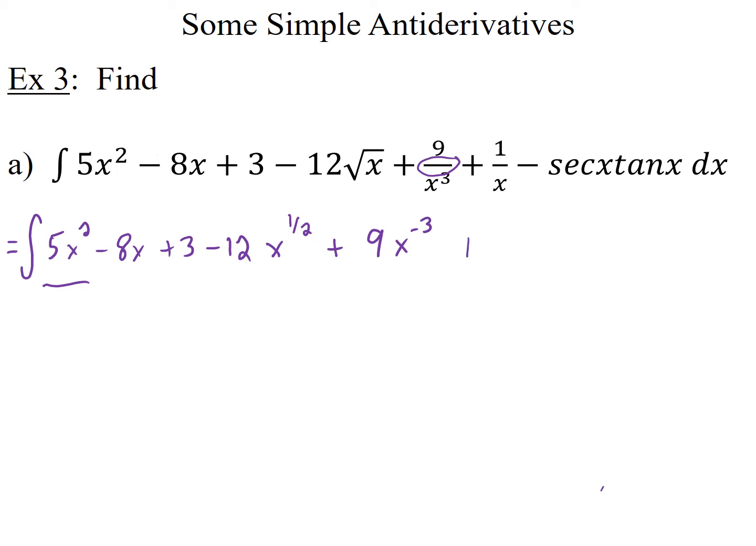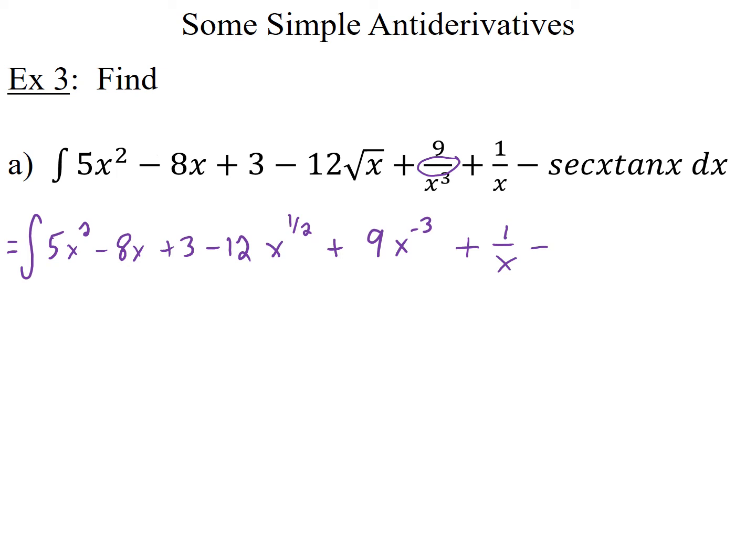Then plus, now the 1 over x. Here's a situation where you don't want to bring it up. Why? Because we know the antiderivative of 1 over x. That was that special one. If you bring the power up, you might accidentally use the rule for x to a power when you're not allowed to use it on that one. So just leave that one alone. It's ready to go. I know the antiderivative of that.